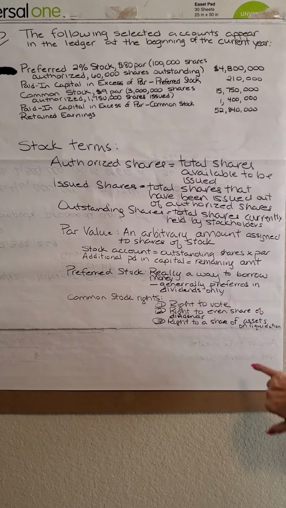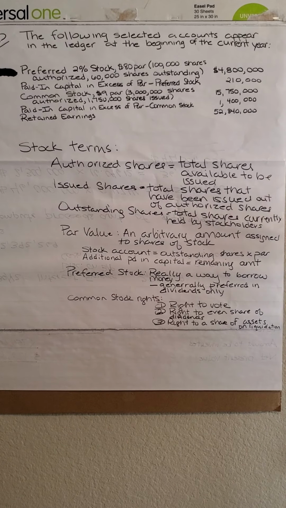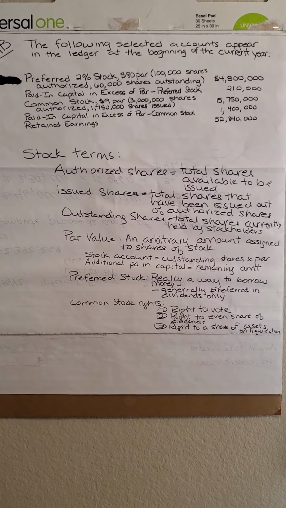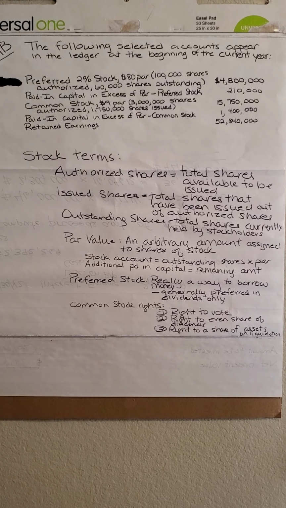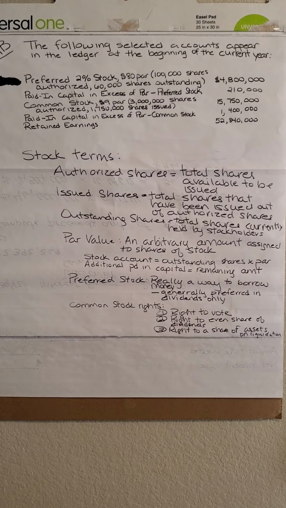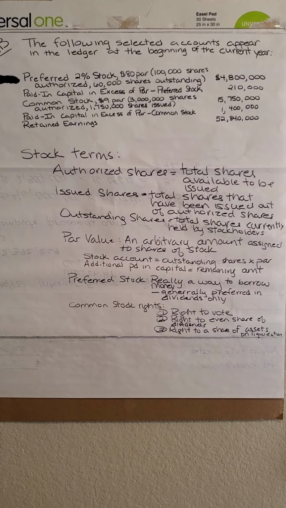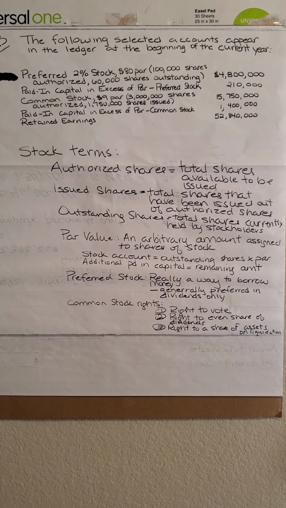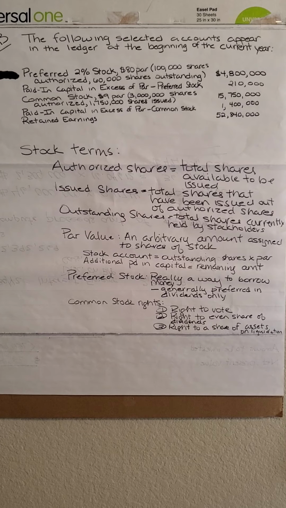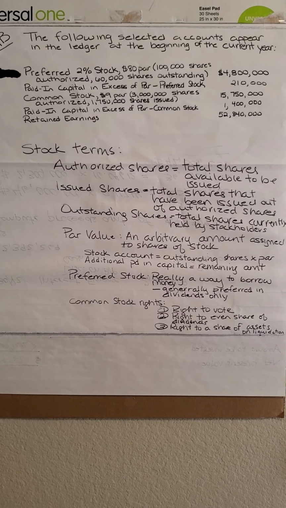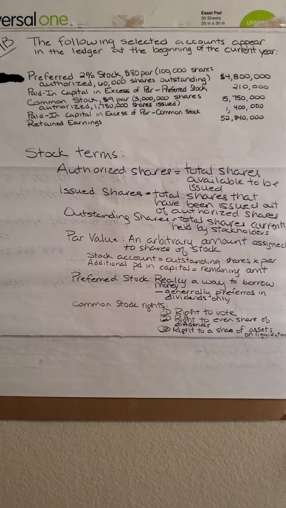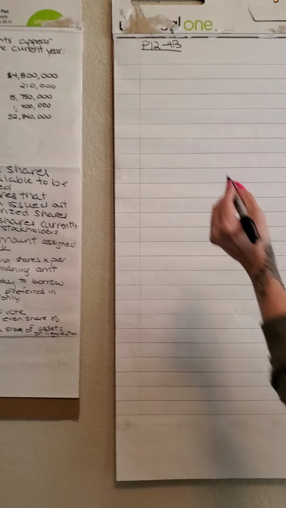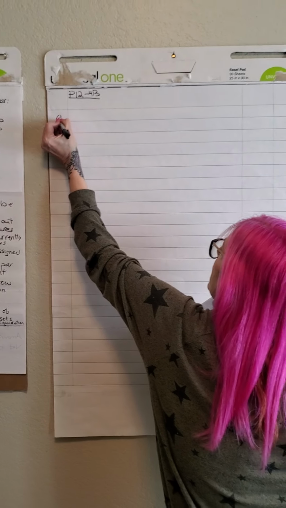There's a right to vote for the board of directors, who in turn are the ones running the company, and the right to a share of assets upon liquidation. So that's a lot of info in there, and we'll go back and forth as we work through this. And so in the problem, they've given us 2, 4, 6, 7 journal entries that they would like us to calculate during the year.